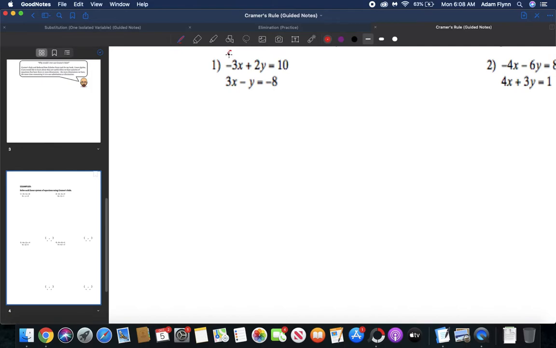So I know this negative 3 is my A1, 2 is my B1, and 10 is my C1. Similarly, down below I've got A2, I've got negative 1 for B2, and negative 8 for C2. So now what I can do is I can create my three matrices. So I'll go over here.